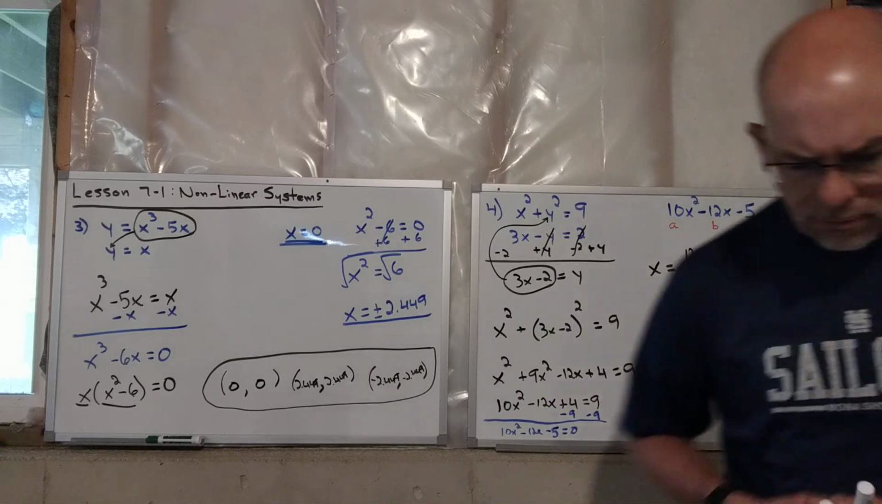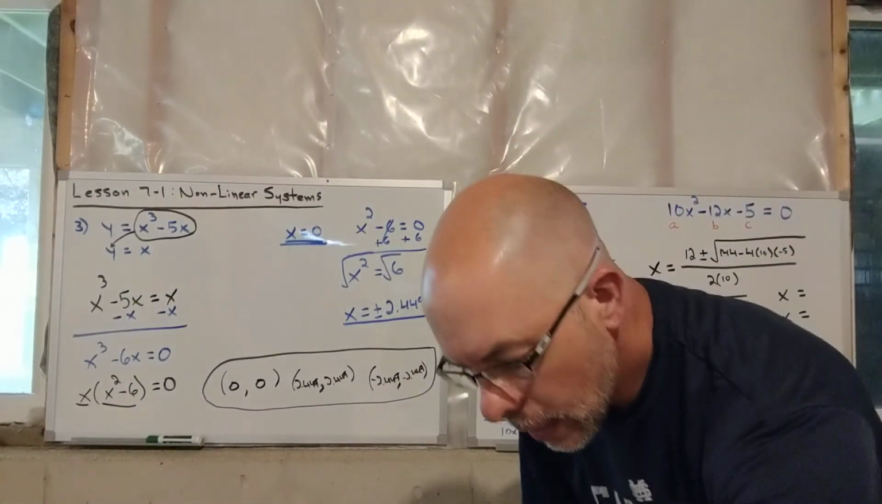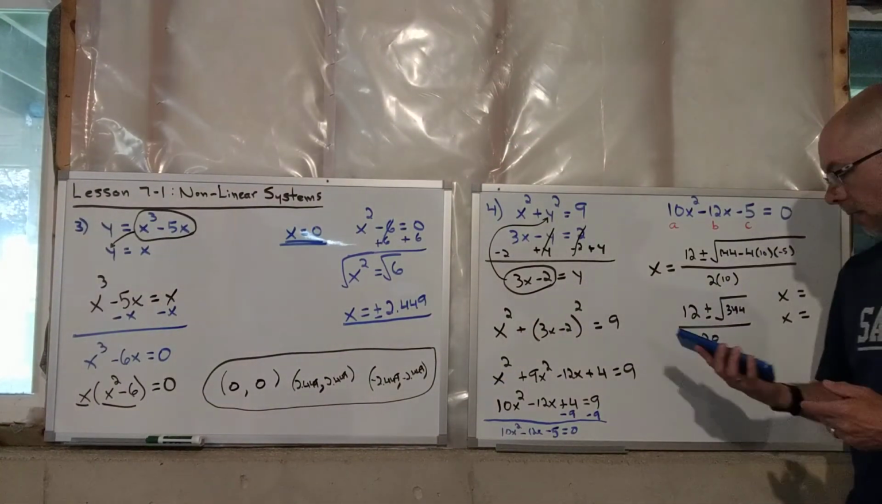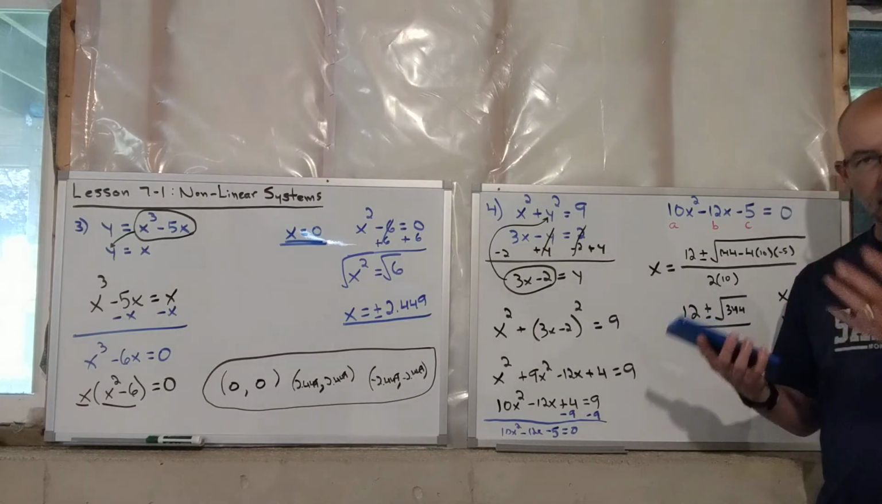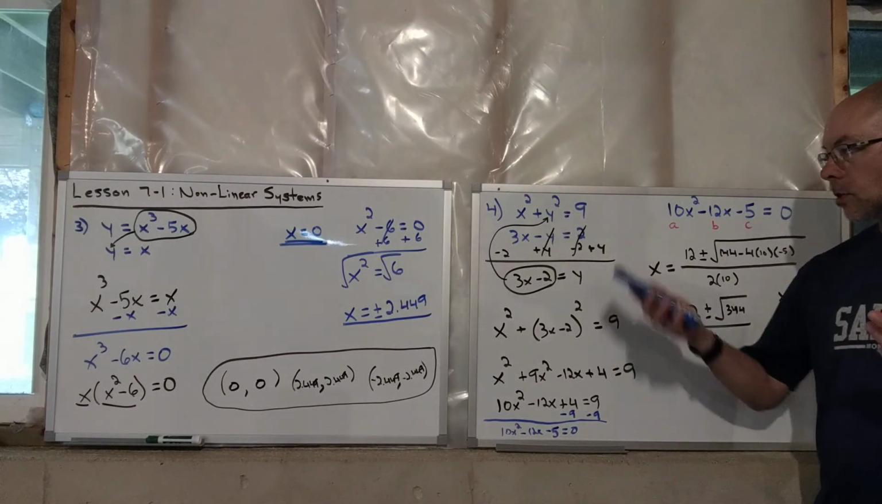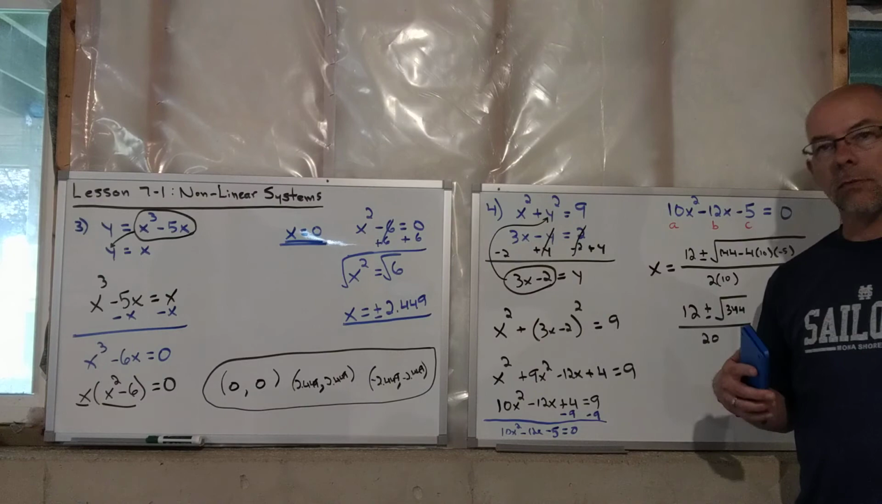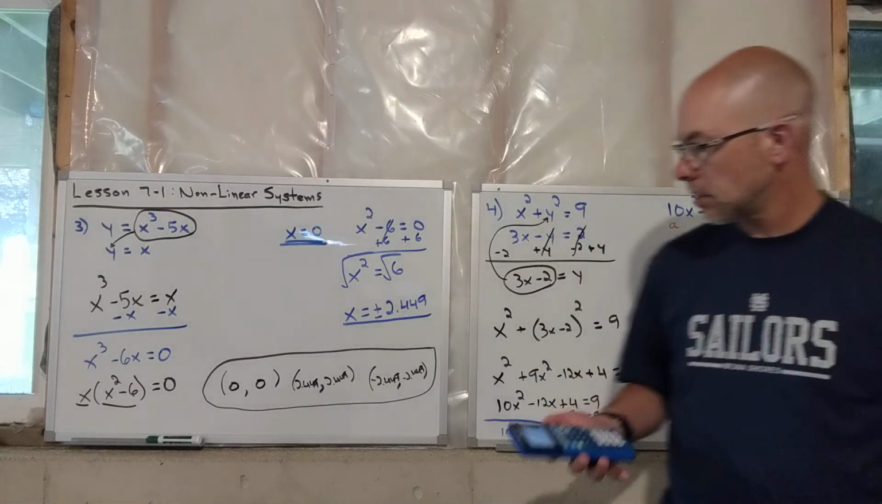And I can tell because 344 is not a perfect square. These are not going to be pleasant answers, but like I said, we're at that level where things aren't always pleasant, especially when you're messing with circles and lines and parabolas and cubic functions and all that good stuff.